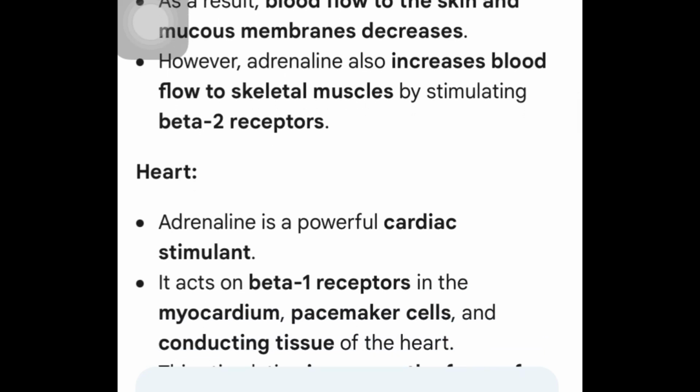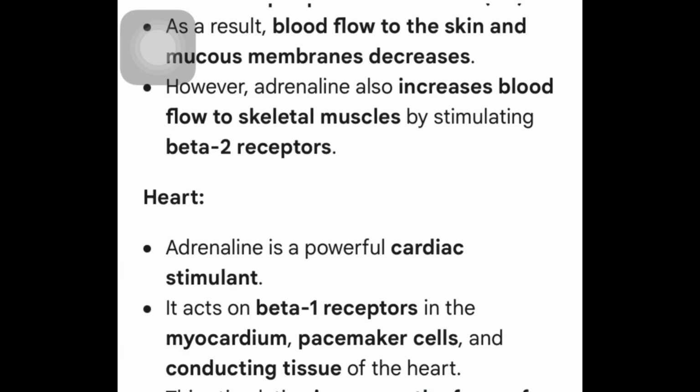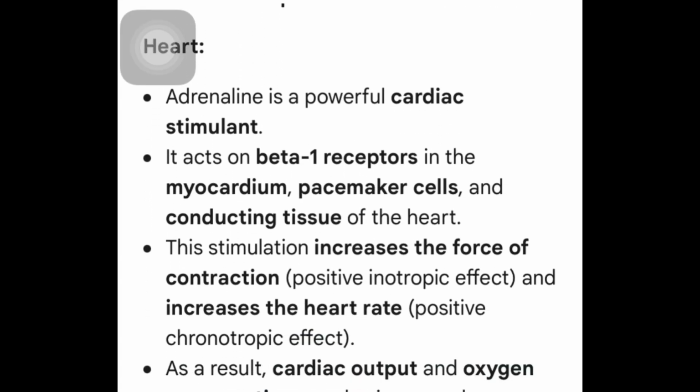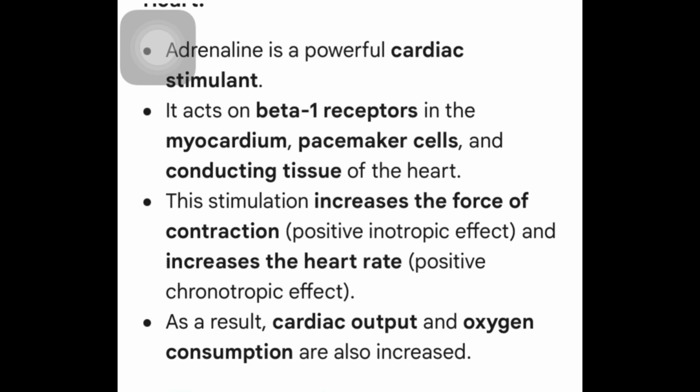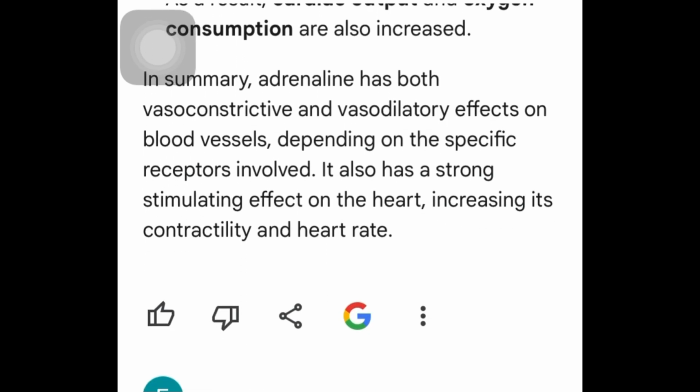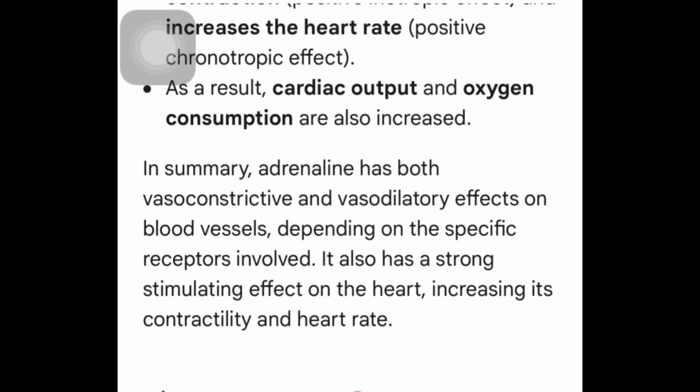Heart. Adrenaline is a powerful cardiac stimulant. It acts on beta-1 receptors in the myocardium, pacemaker cells, and conducting tissue of the heart. This stimulation increases the force of contraction, positive inotropic effect, and increases the heart rate, positive chronotropic effect. As a result, cardiac output and oxygen consumption are also increased. In summary, adrenaline has both vasoconstrictive and vasodilatory effects on blood vessels, depending on the specific receptors involved. It also has a strong stimulating effect on the heart, increasing its contractility and heart rate.